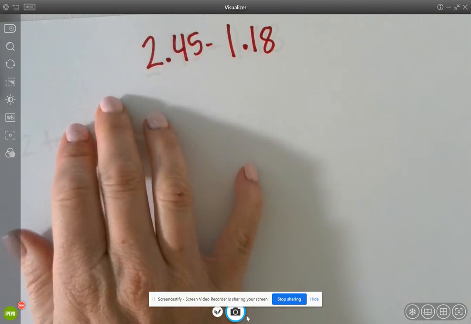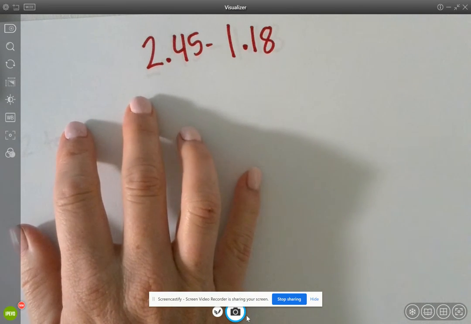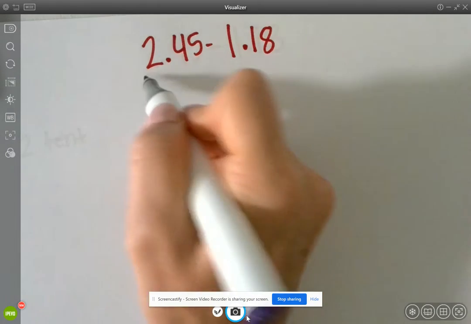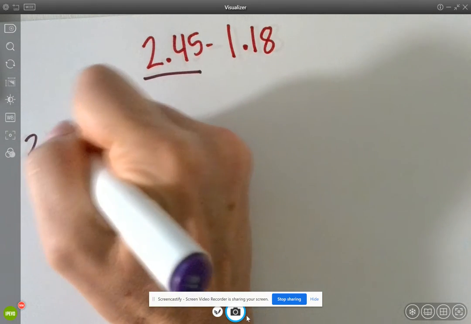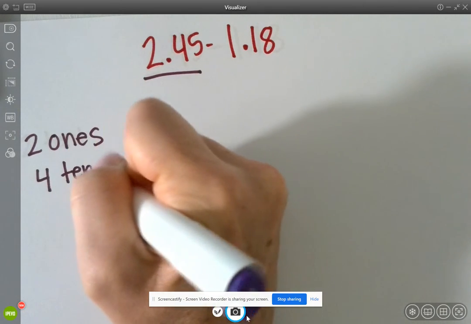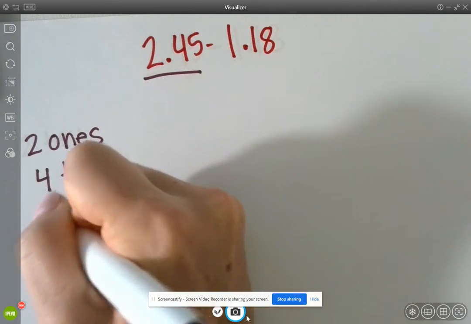Okay, so now that we solved this problem with models, we're going to go ahead and use it by decomposing. So I'm going to go ahead and start with this number, and I can see that it has 2 ones, 4 tenths, and 5 hundredths.